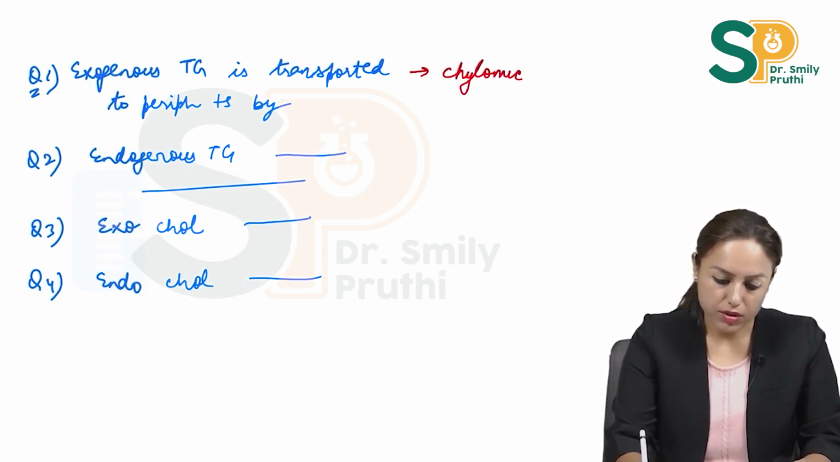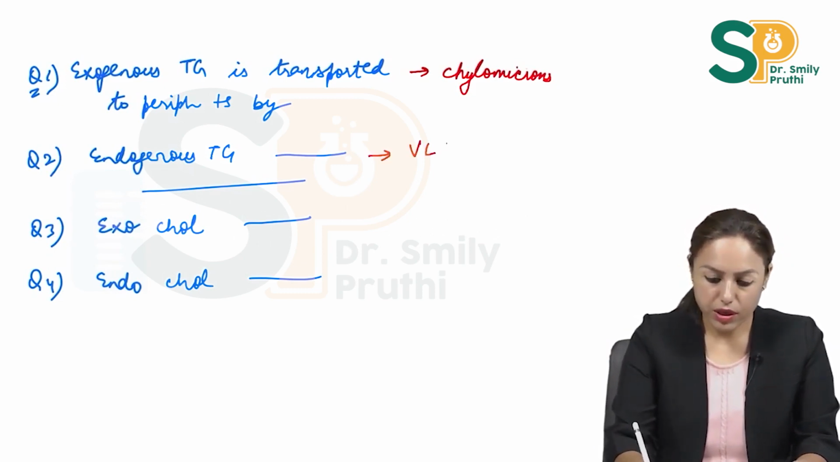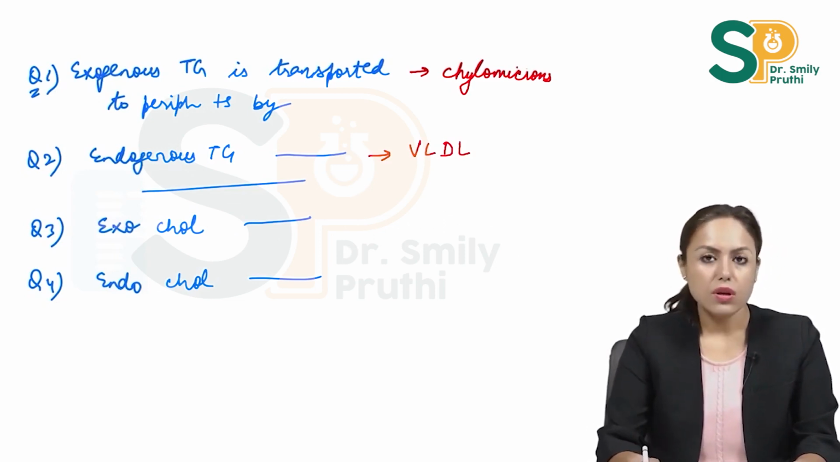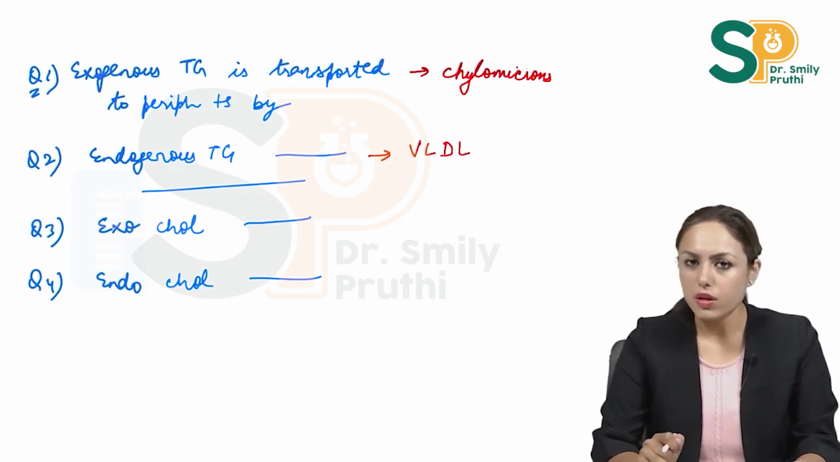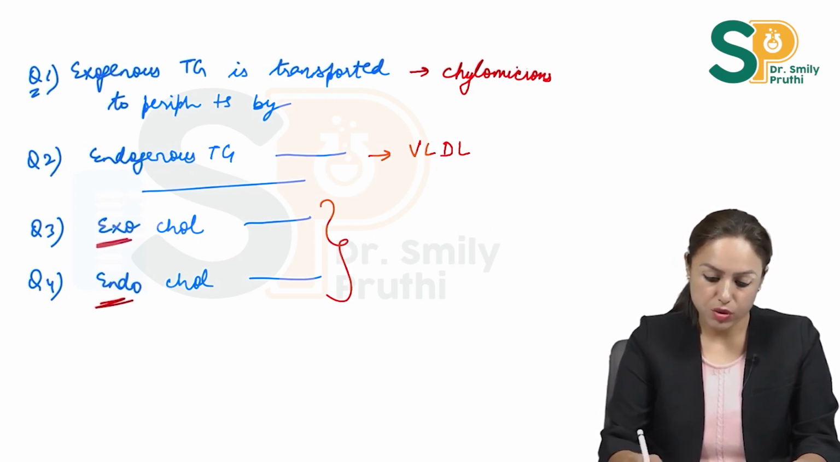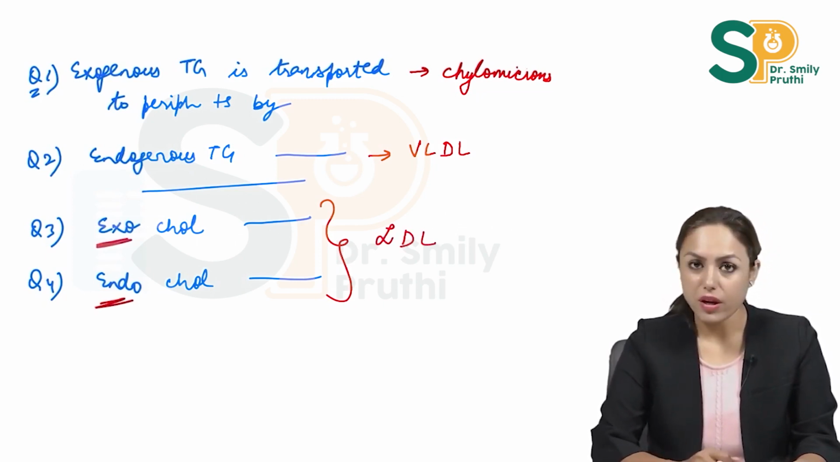First is exogenous triglyceride. You know that answer is chylomicrons, right? Endogenous triglyceride is transported by VLDL. So, chylomicron and VLDL, they are transporting triglycerides. Who will transport cholesterol then? Whether it is exogenous or it is endogenous, cholesterol is transported by LDL, right?